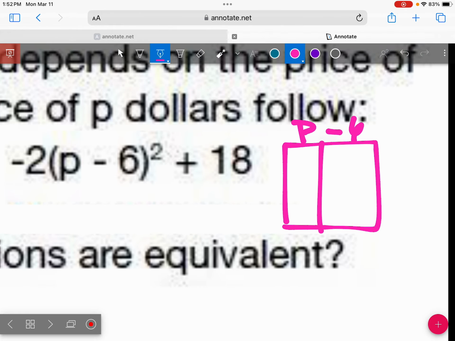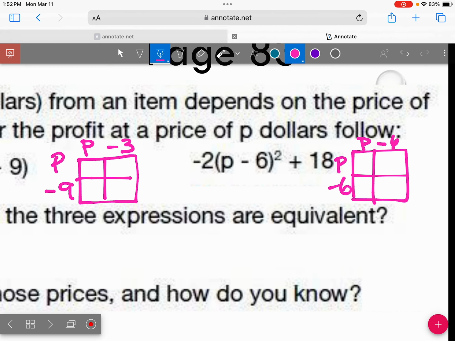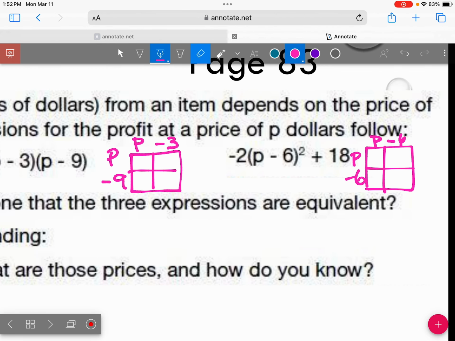P minus 6, P minus 6. Multiply it all by 2, add 18. Like, we can do this, and we're going to practice this later on today. But there's reasons that the accountants gave us these different forms.